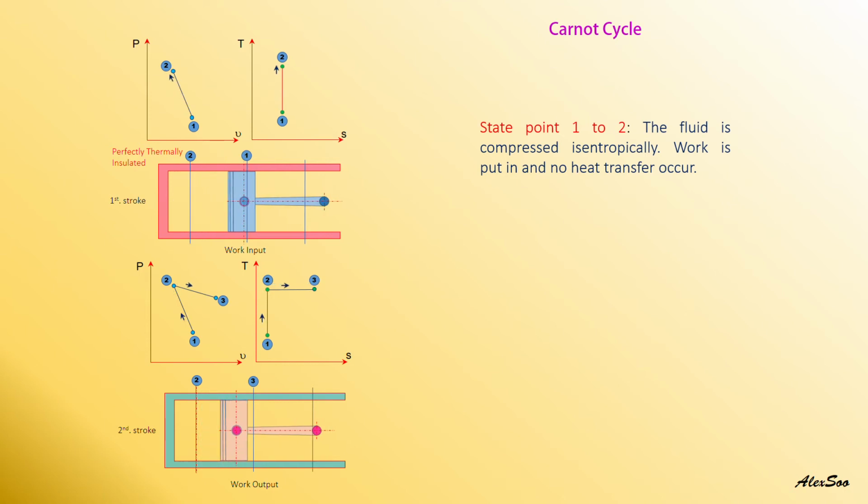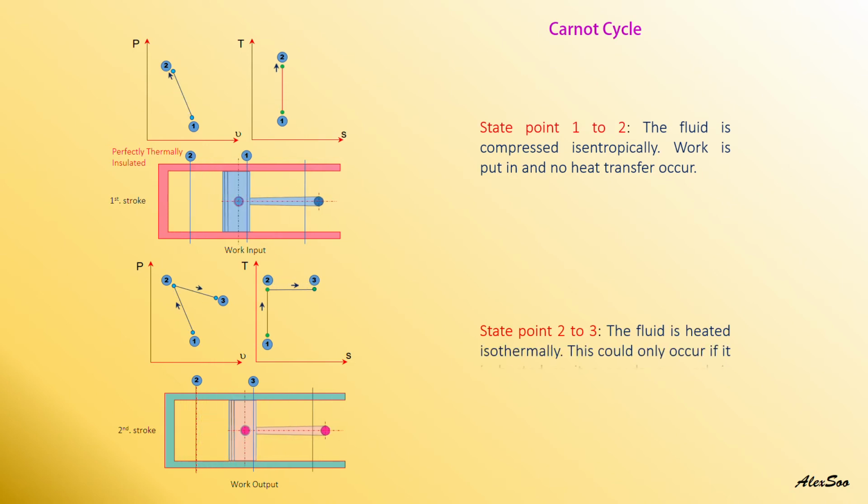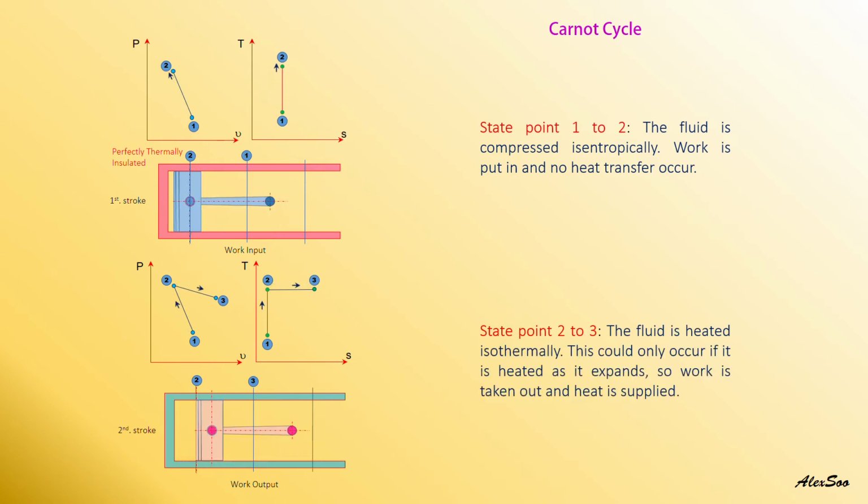So the piston moves from state point 2 backwards, that means moving towards state point 3, and in this case it is not perfectly thermally insulated. So the fluid is heated isothermally. This could only occur if it is heated as it expands, so work is taken out and heat is supplied to the system.